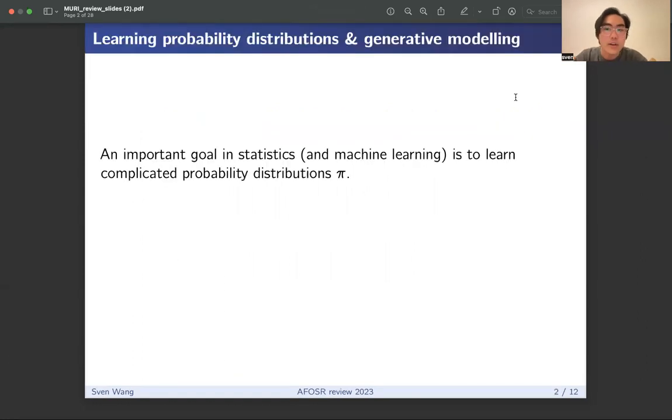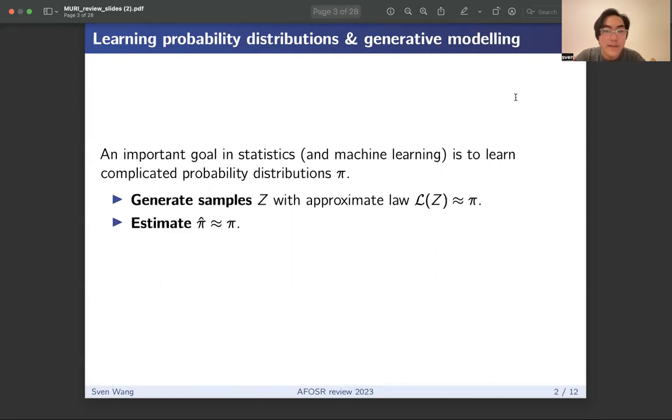So what is the broad goal that we're concerned with here? In formal terms, what we're trying to do is to learn a complicated probability distribution pi. We might only have access to pi via some samples. And doing this is a central goal in statistics and machine learning and rare event modeling.